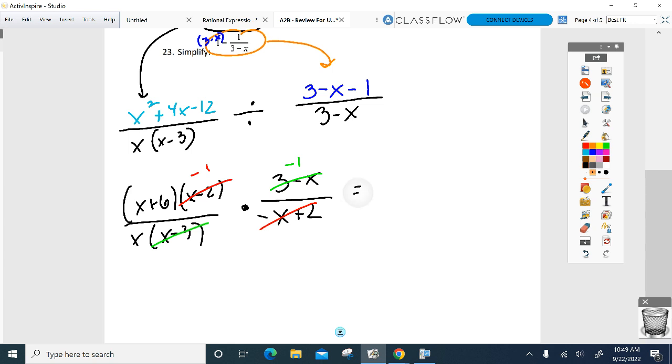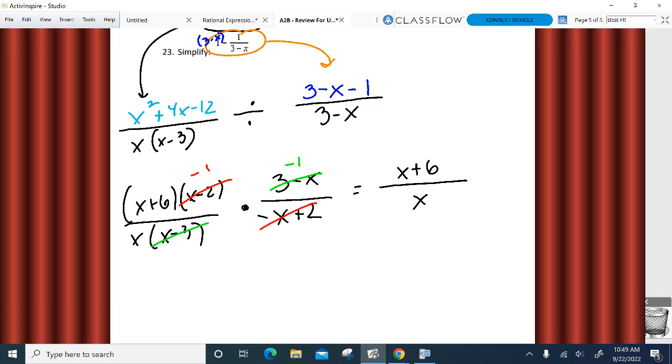All right, what do you think is left? What's left on top? x plus 6, right? Negative 1 over negative 1. That's 1. So I'm left with the x plus 6 on top and x on the bottom. Are we okay on why these are opposites here? All right? Okay.